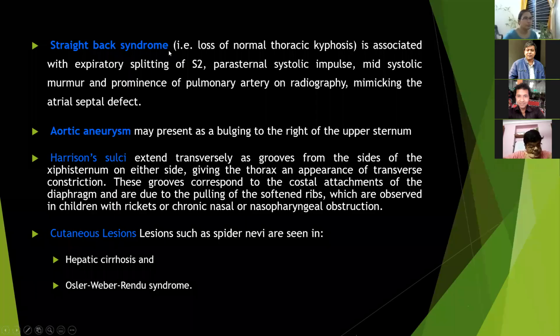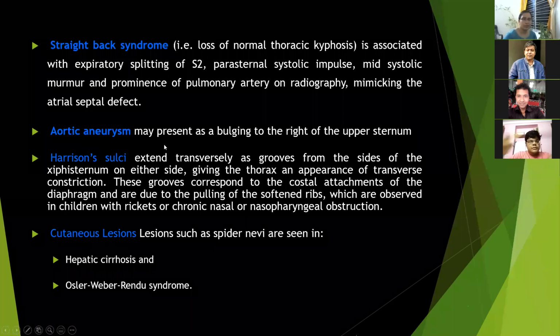Straight back syndrome is loss of normal thoracic kyphosis. It is associated with splitting of the second heart sound, a parasternal impulse, and there is a mid-systolic murmur at the pulmonary area along with prominence of the pulmonary artery. So all these findings are also found in ASD, atrial septal defect. So this patient may not have ASD, but on examination of the patient, you may get findings of ASD. What are these? Parasternal impulse, abnormal splitting of the second heart sound, and a mid-systolic murmur.